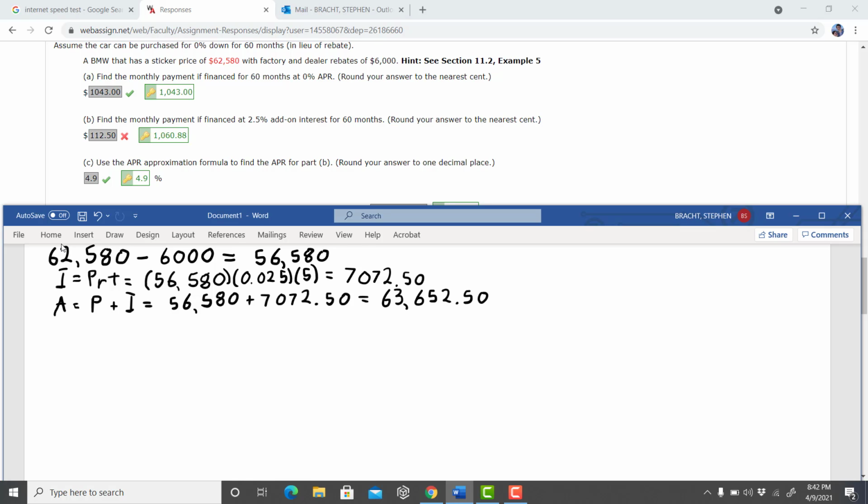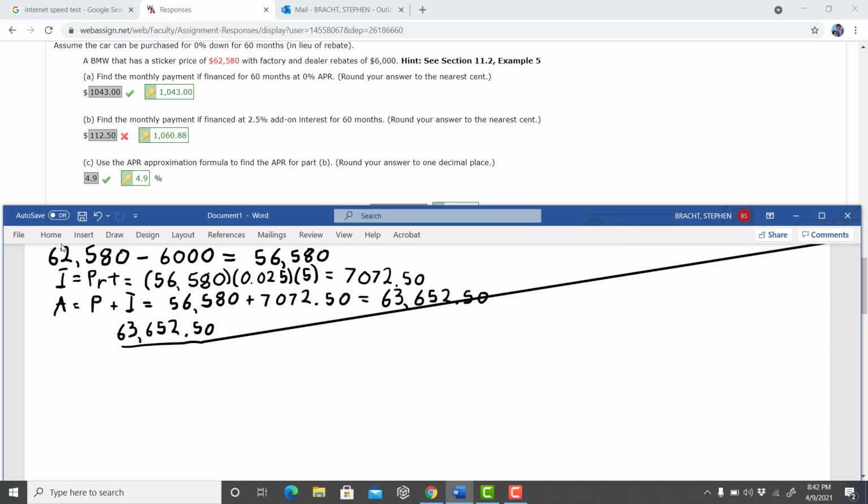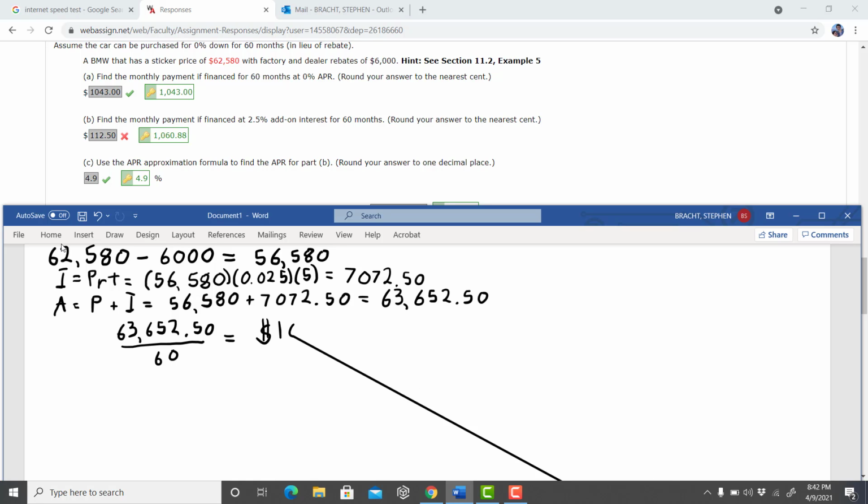To find the size of your payment, we would take this amount and divide it by 60. 6,365,250 divided by 60 equals a monthly payment size of $1,060.88. Okay, so that is how you would do 10B. Looks like we figured out 10C.